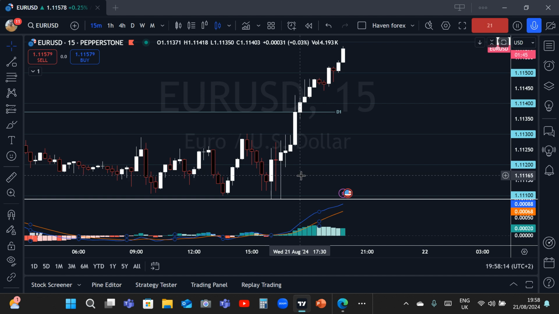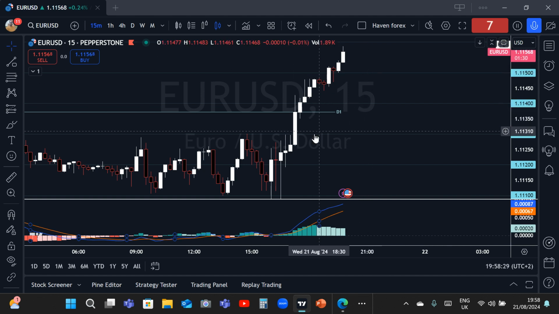Guys, we also have the bullish divergence and the bearish divergence. Anytime you see that the price is moving in a certain direction and the indicator is going in the opposite direction, that is what we call divergence.